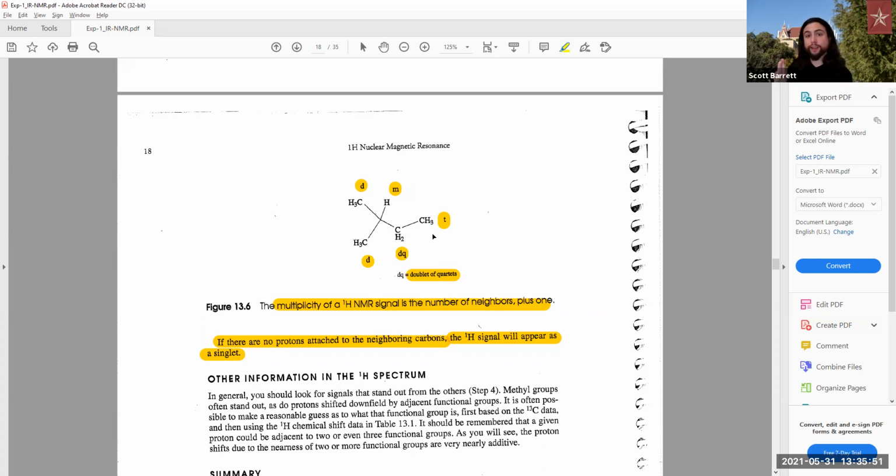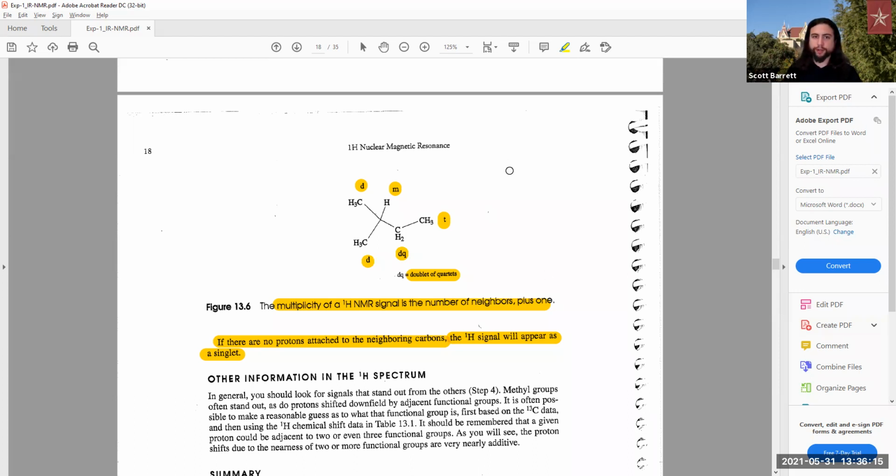To the right, we have 3 hydrogens. Plus 1 is 4, quartet. Quartet on the right. Doublet, where does the doublet come from? The carbon next to it has 1 hydrogen. 1 plus 1 is 2, so you have a doublet. Doublet on the left, quartet on the right, and you would see that on an NMR spectra.